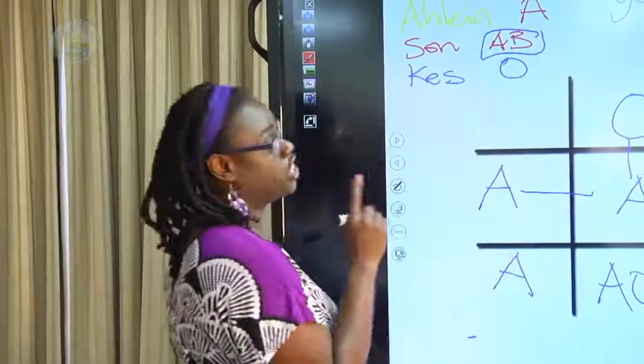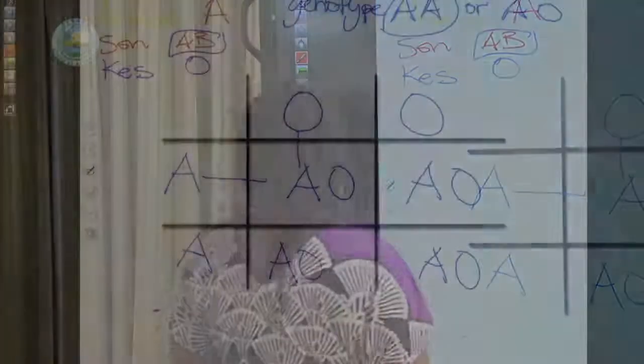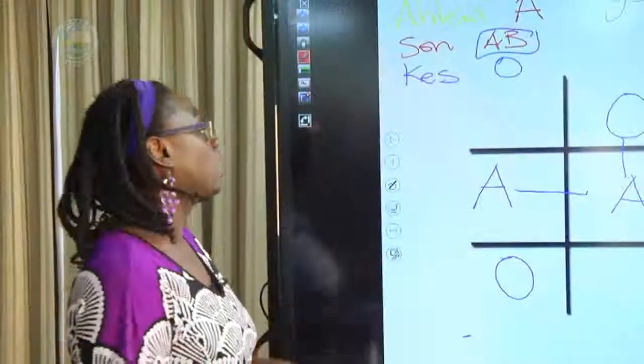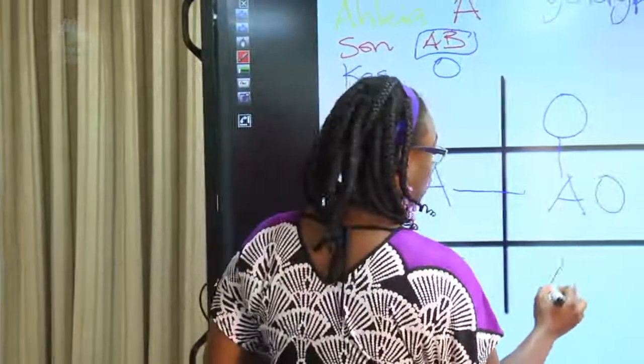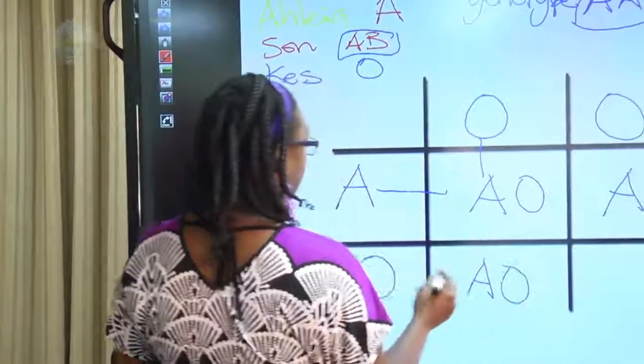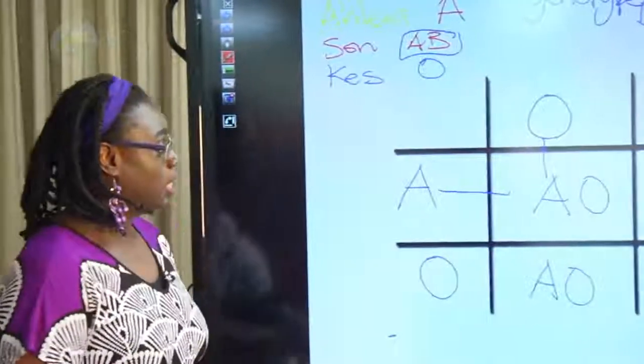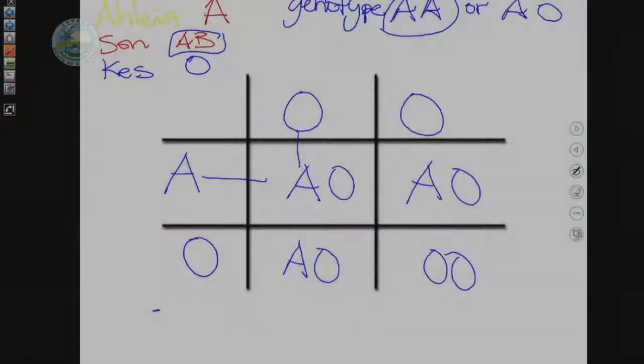So let us look at if she were AO. If some of her gametes had A alleles and some of her gametes had O alleles, let us look at what would happen. We'd have AO here, and over here we'd have OO. So it looks like Kes is not the father of Aaliyah's child.